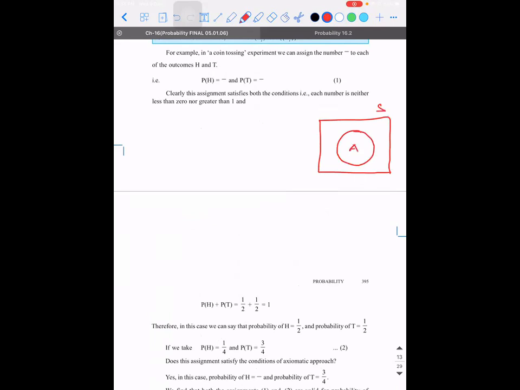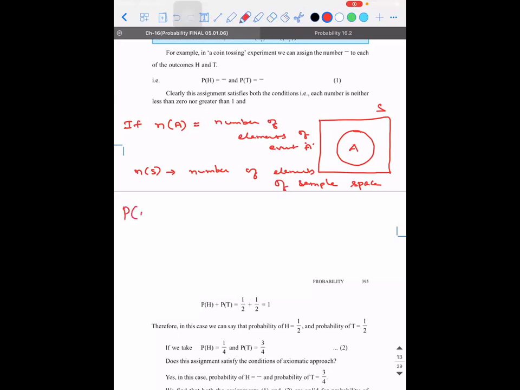So I'll directly go with the Venn diagram. If n of A represents the number of elements of event A, and n of S represents the number of elements of the sample space, then the probability of event A is given as the number of elements in A divided by the number of elements in the sample space. So this is going to be the definition of probability going forward.